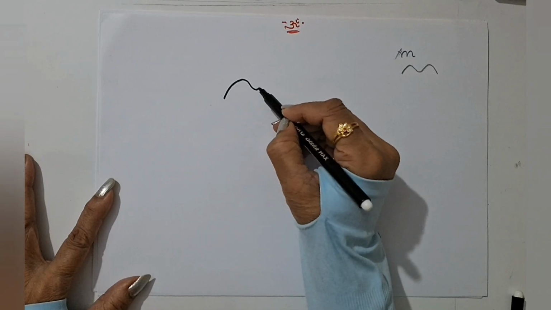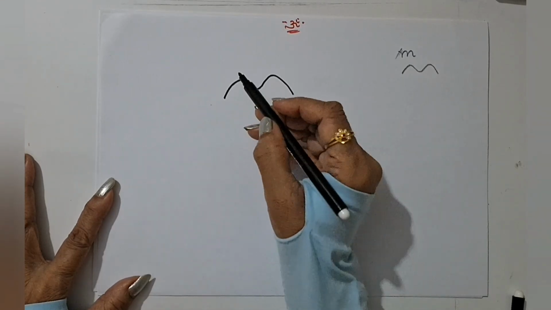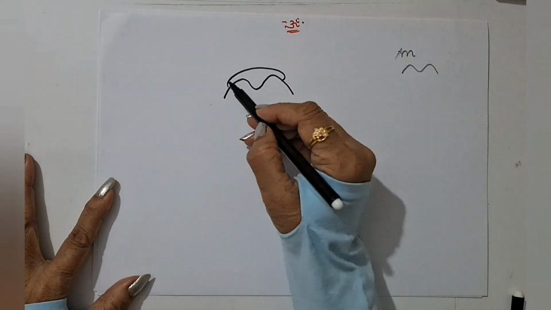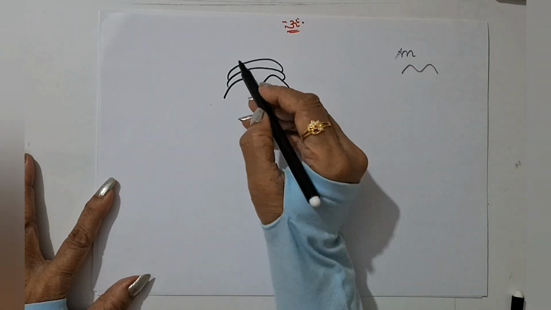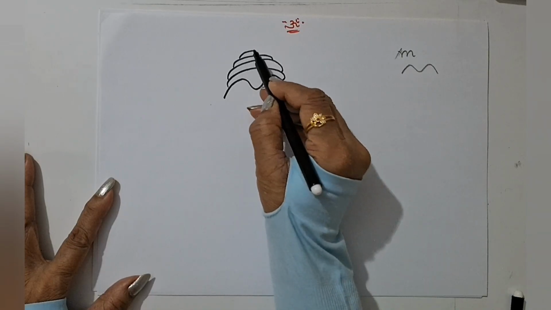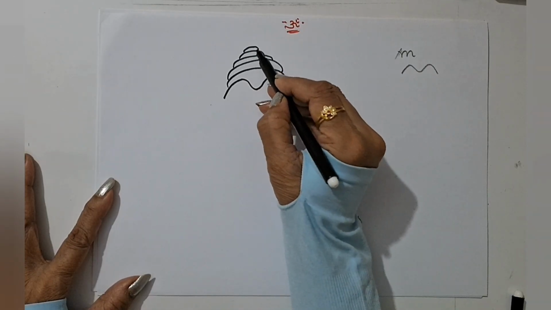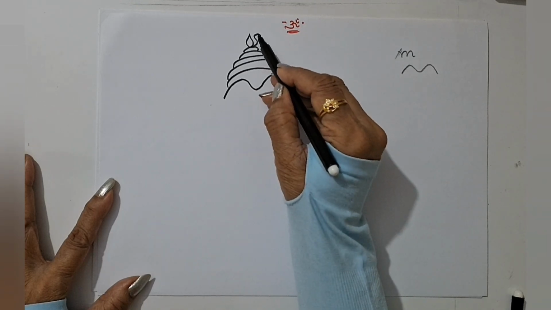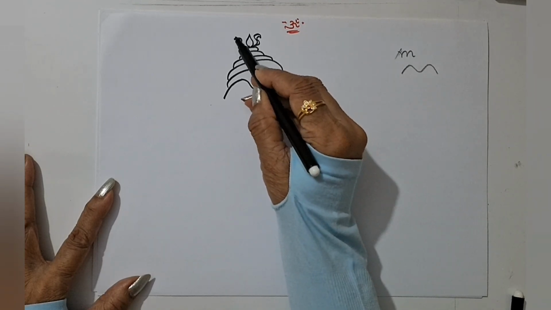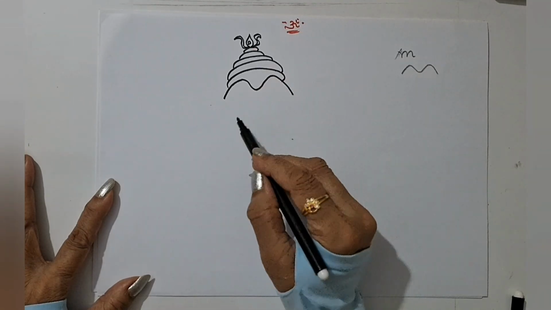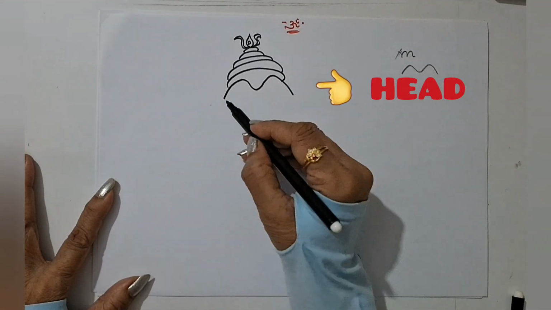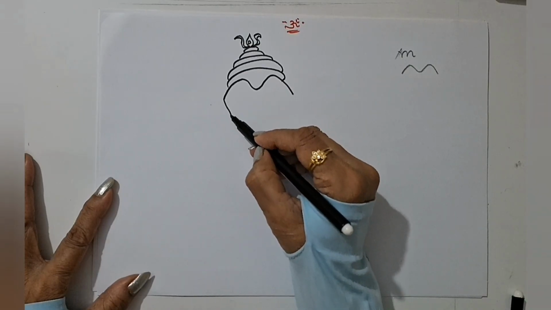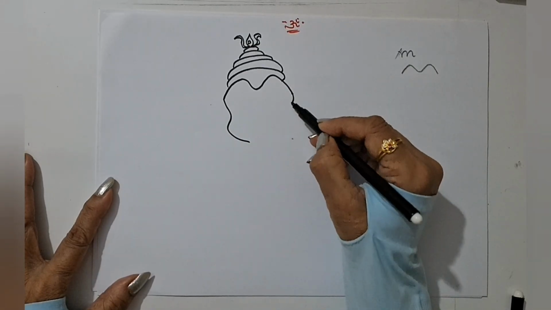Head of an elephant, right? Like this. Then place his crown. That can be of any shape you like, growing smaller and smaller. You can draw any design like a lotus or so. Then this, the head. Now you can take this like this.